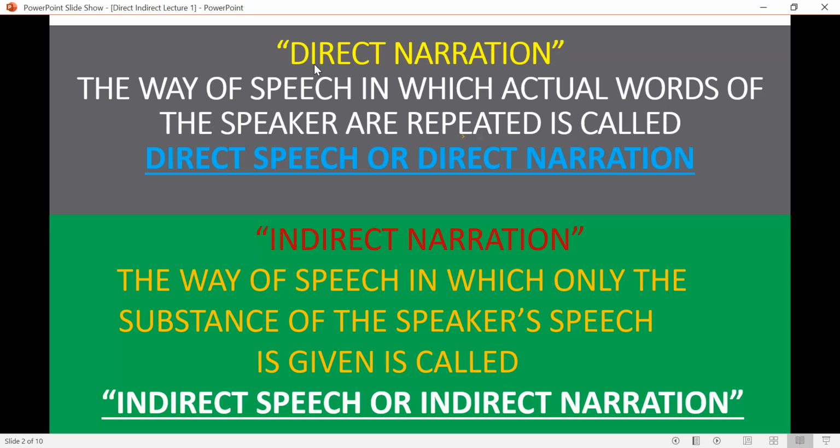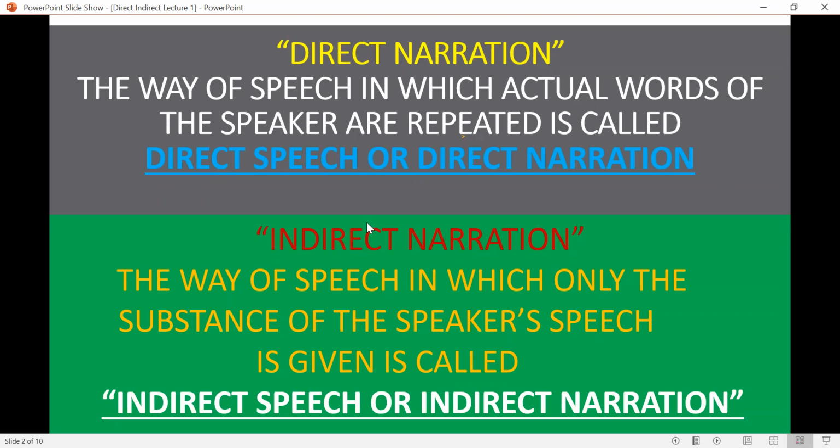The definition of direct narration: the way of speech in which the actual words of the speaker are repeated is called direct speech or direct narration. It means we report the same words as someone has said. This is the direct way of conveying someone's message.